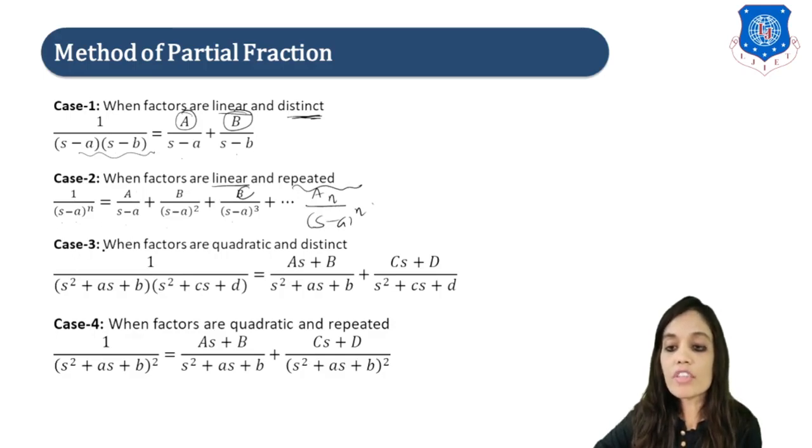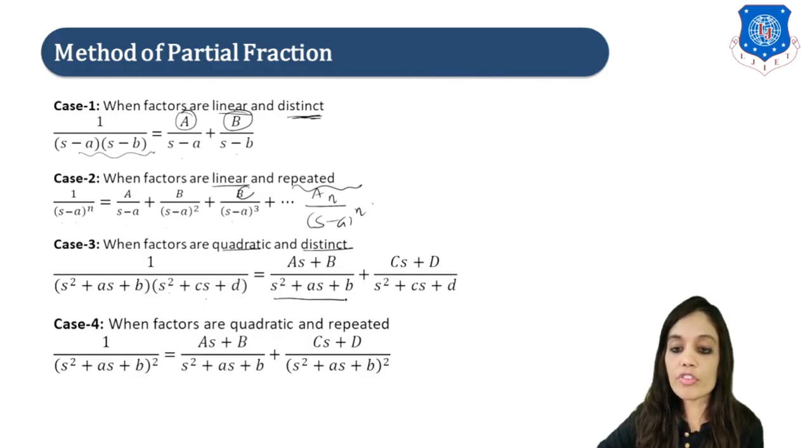Similarly, if the factors are quadratic and distinct, that is, if we have quadratic factors such as s square plus as plus b into s square plus cs plus d, and I want to separate this, then we will write As plus B upon the first factor plus Cs plus D upon the second factor, right?